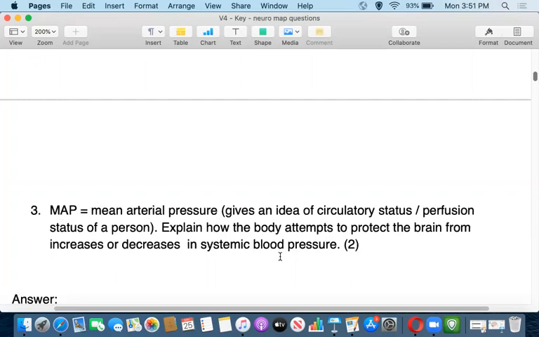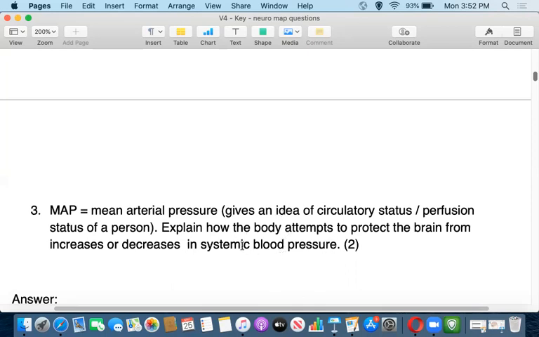Now, you've surely seen symptoms of this. You've had patients with hypertension, and when it's severe enough, what are some of the symptoms? Headache, blurry vision, dizziness. You've had patients with hypotension. What are some of those symptoms? Could be headache, could be dizziness, all the same things. It could be changes in level of consciousness. But the question here is not asking about symptoms.